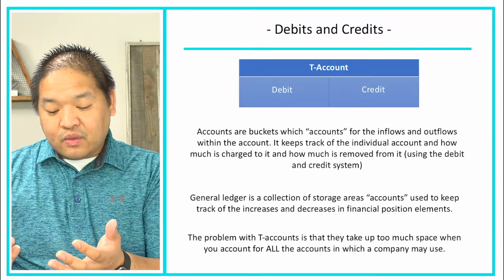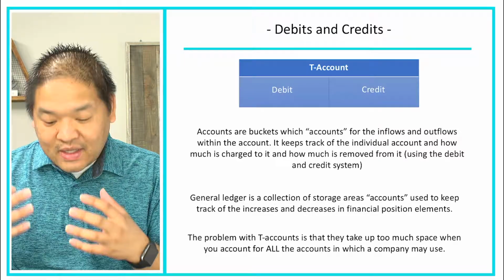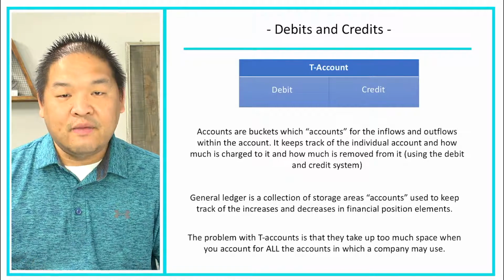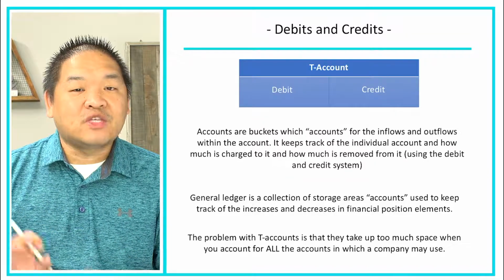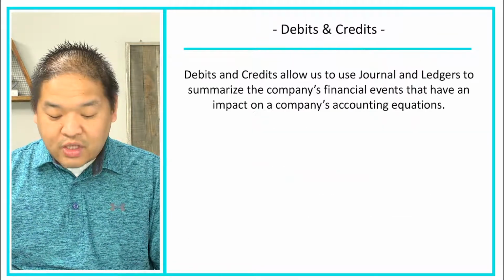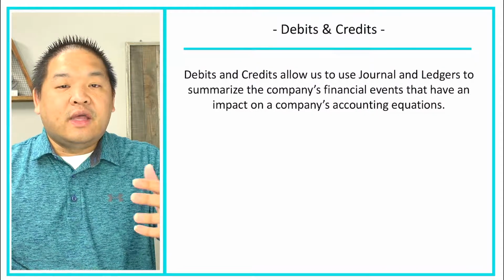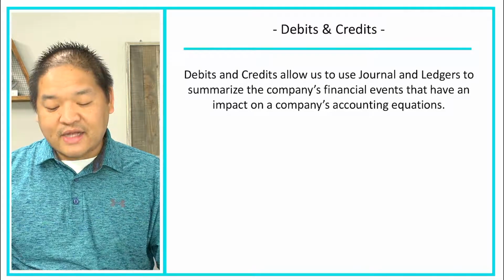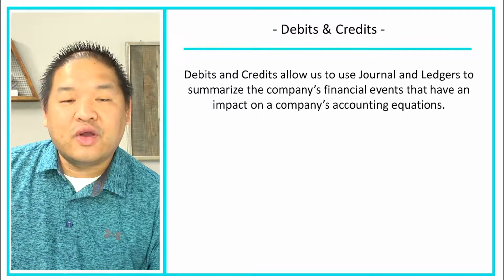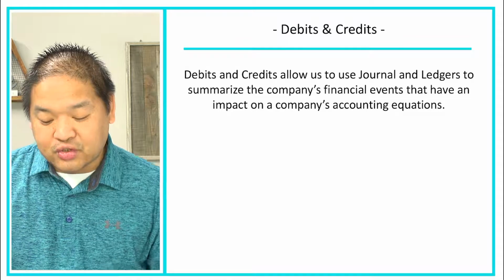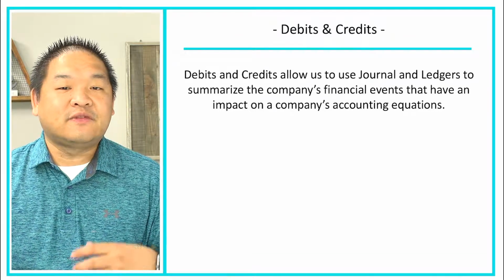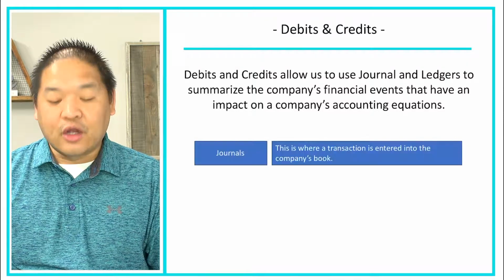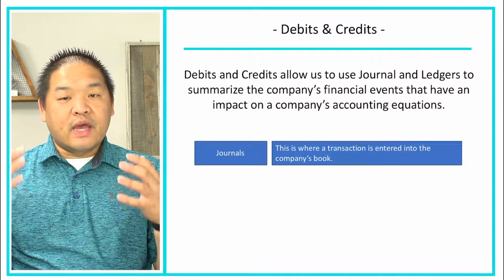And so we don't necessarily use T's anymore just because they take up so much space, and we need something that's a little bit more consolidated and easier to work with, especially on the computer. So debits and credits, instead of using T's per se, we use a series of ledgers and journals. So debits and credits allow us to use journals and ledgers to summarize the company's financial events that have an impact on a company's accounting equation. So what are journals and what are ledgers?